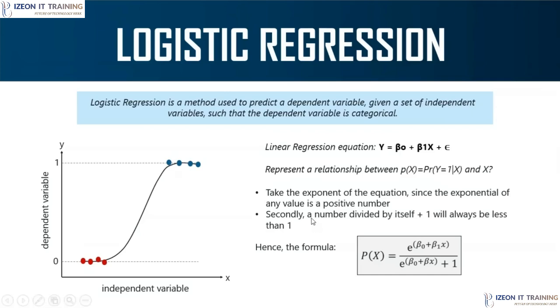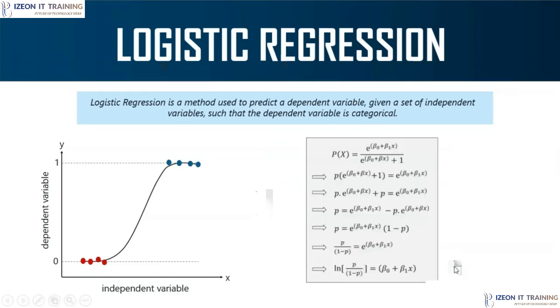So to meet these conditions, we have to do two things. First, we can take the exponent of the equation because taking an exponential of any value will make sure that you get a positive number, correct? Secondly, you have to make sure that your output is less than 1, right? So a number divided by itself plus 1 will always be less than 1. So that's how we get this formula. First, we take the exponent of the equation, beta naught plus beta 1 into x, and then we divide it by that number plus 1. So this is how we get this formula.